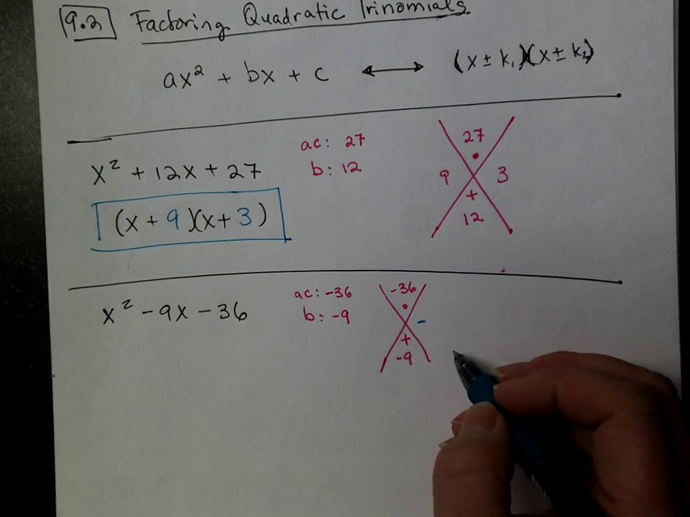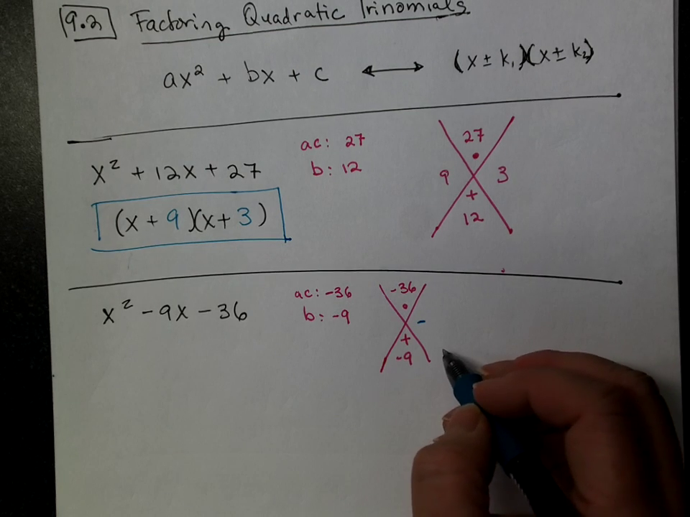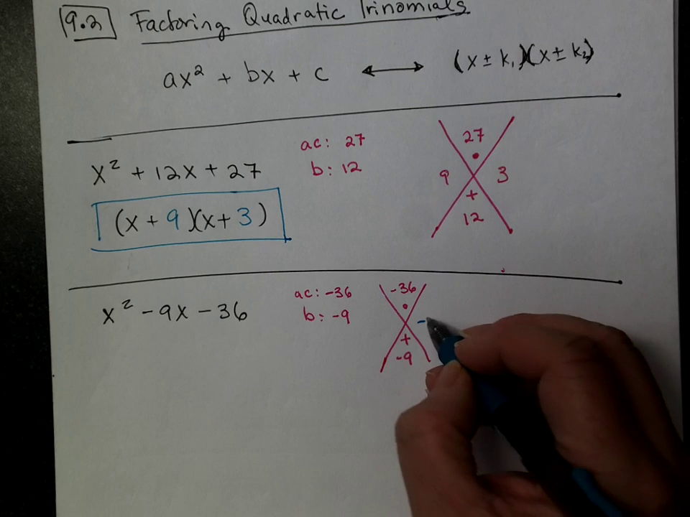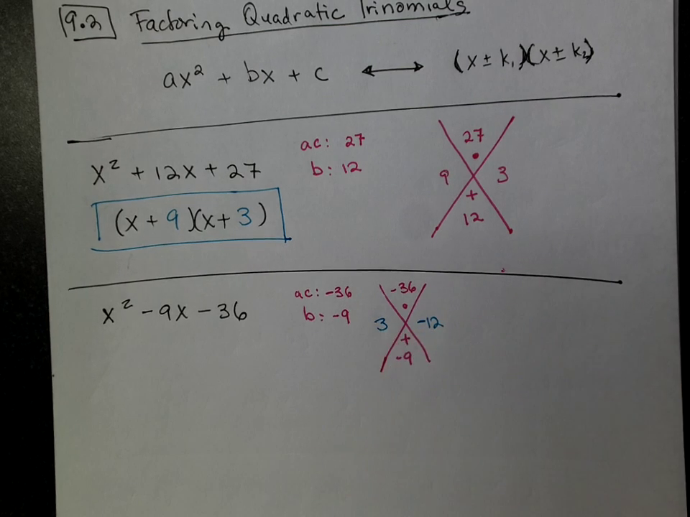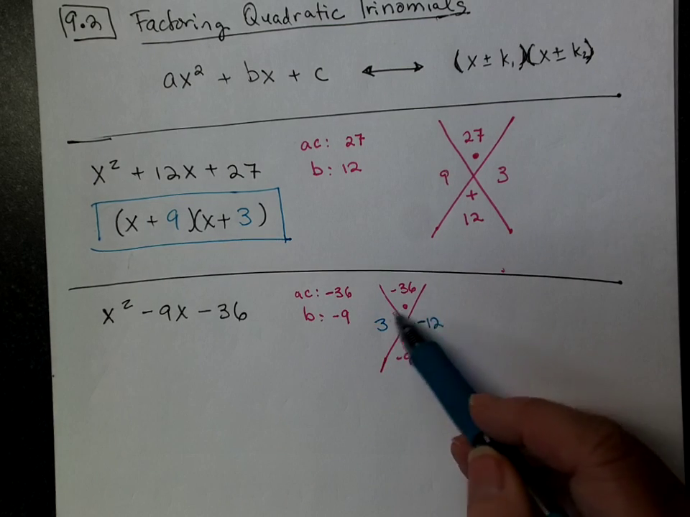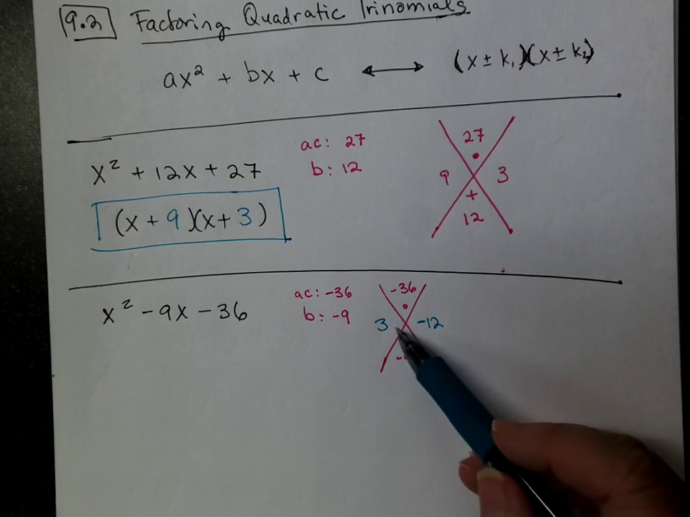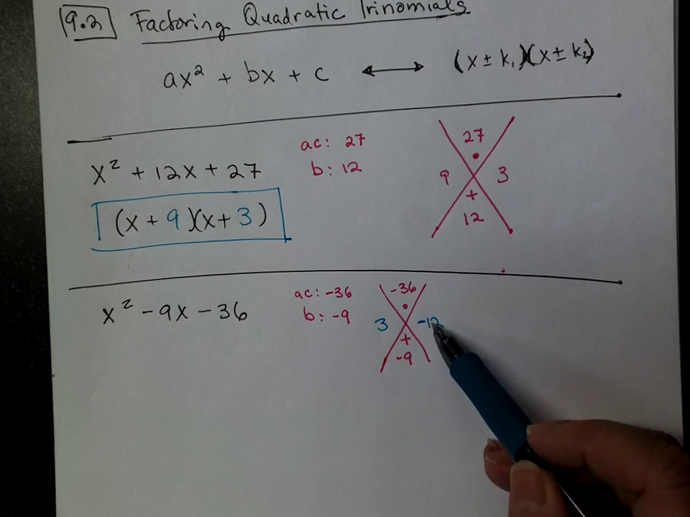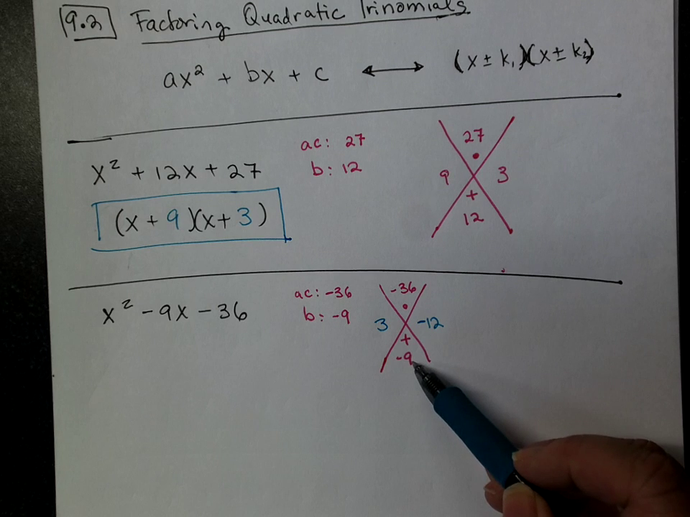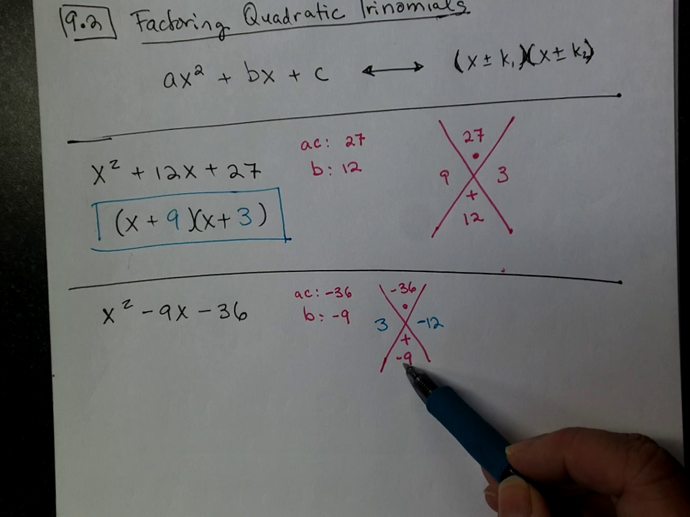Yeah, 12 and 3. Which one's bigger? Or which one's negative, I should say? 12, yeah. So negative 12 and positive 3. Okay. And double check, yes, those multiply to make negative 36. And when you add a positive and a negative, you're just finding the difference between them, which is 9, but the bigger one gives the answer the sign.